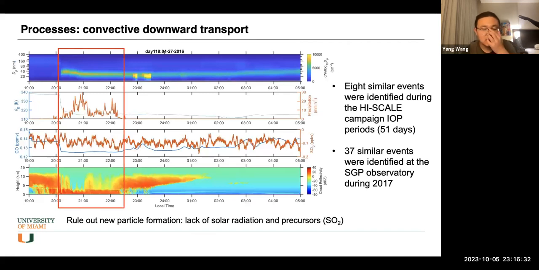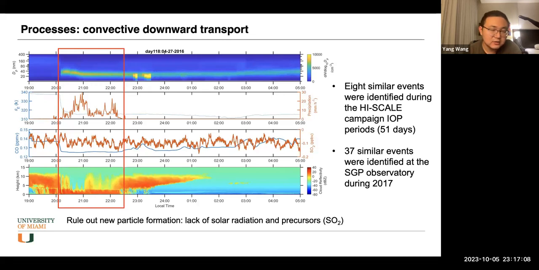For example, this is one event at the ground where you see the precipitation brought these ultrafine particles to the surface, while the existing accumulation mode aerosols are being washed out. During the HI-SCALE campaign, at least from the ground data, we saw 8 similar events out of these 51 days of the ground data corresponding to the flight campaign days. For the following year, in 2017, we further identified 37 similar events. So these are, I would say, quite common events.